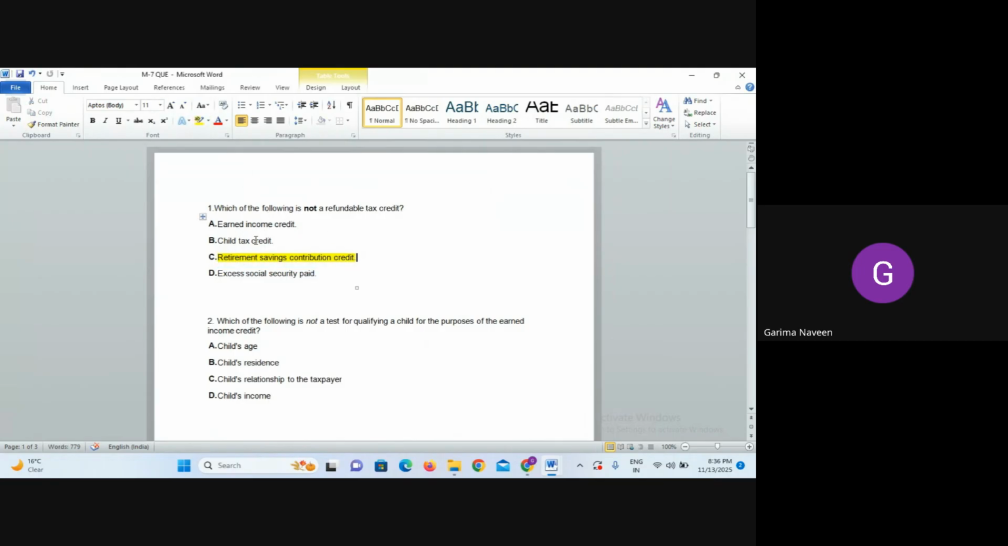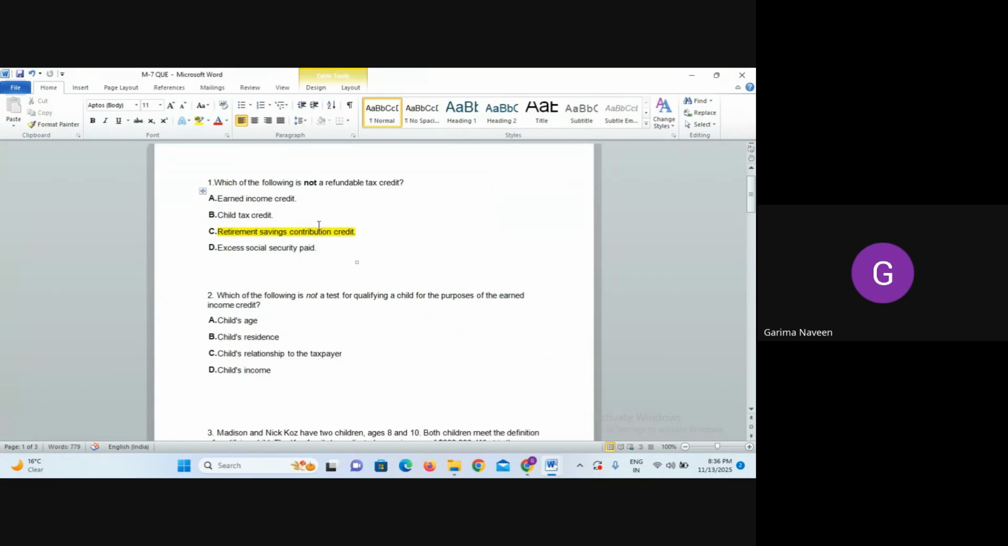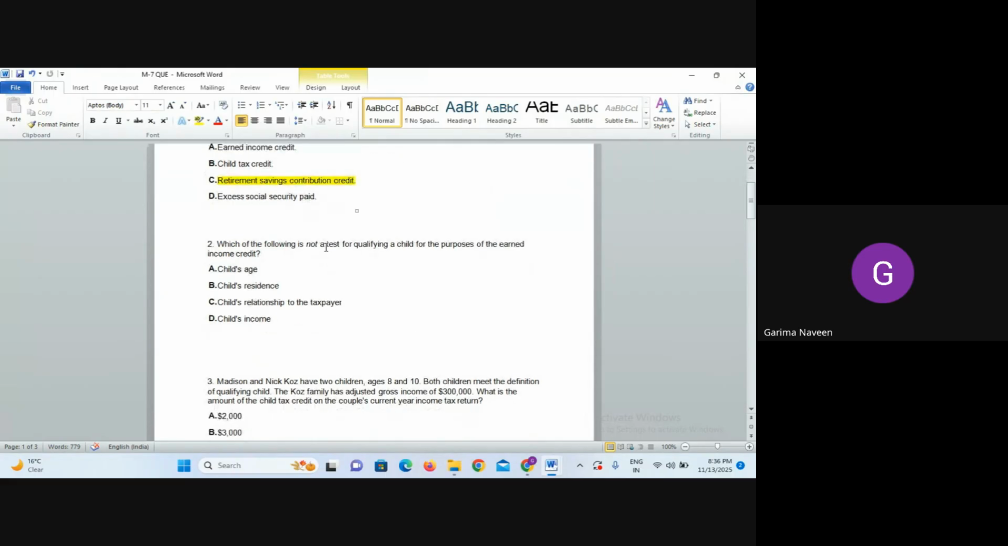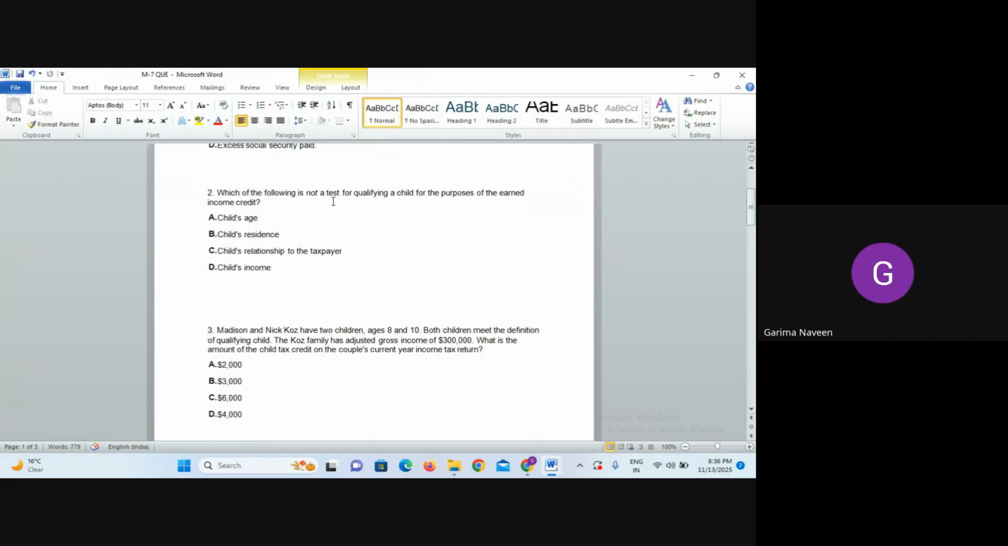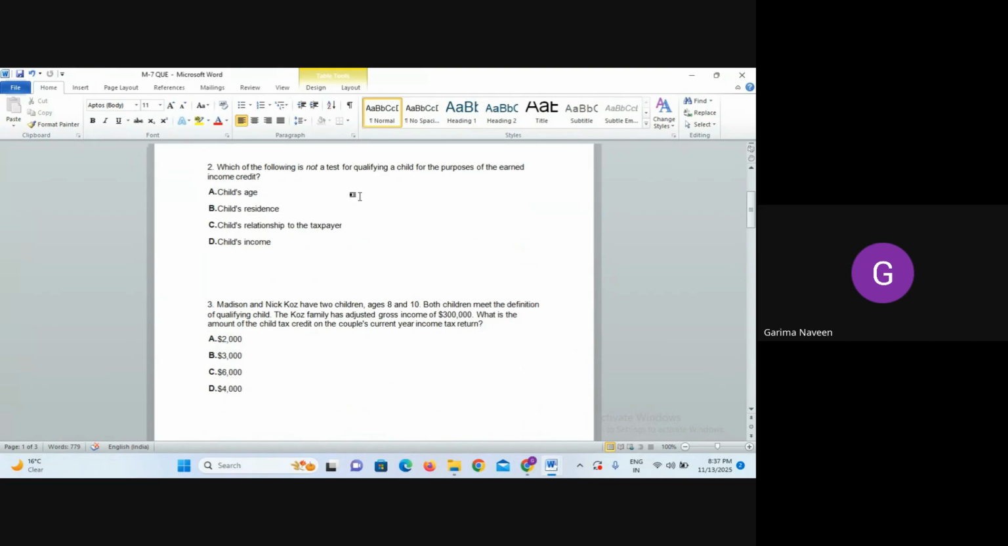Earned income credit, child tax credit, and excess social security paid are refundable credits. Okay, next: which of the following is not a test for qualifying a child for the purpose of earned income credit? When we calculate the earned income credit, which is not a qualifying test: age, residency, relationship, income? Child's income. Child's income, yes, correct.